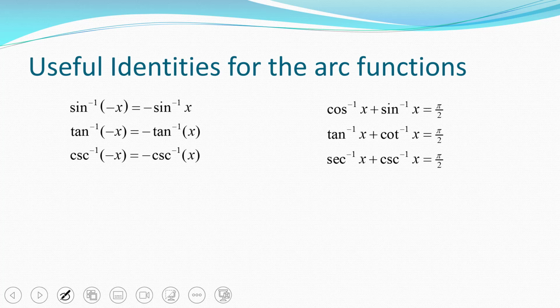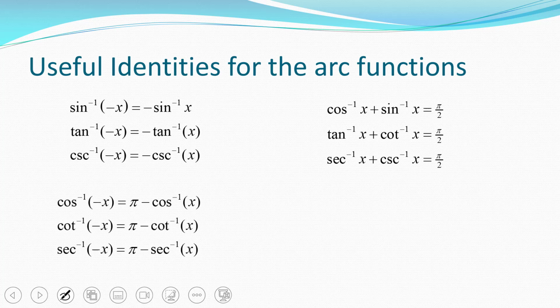By putting these two together, you can also find the arc cosine of negative x to be pi minus the arc cosine of x, and so on. I myself don't memorize that one, this last category, because I can use the first two to get that one.